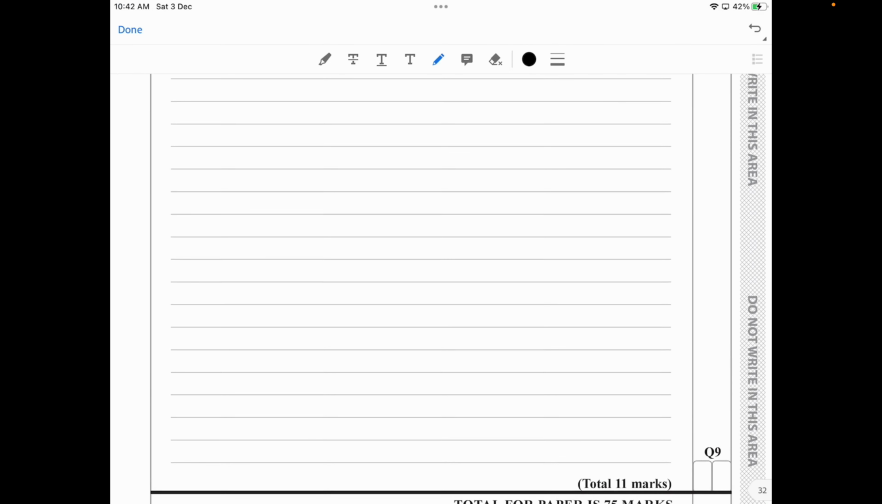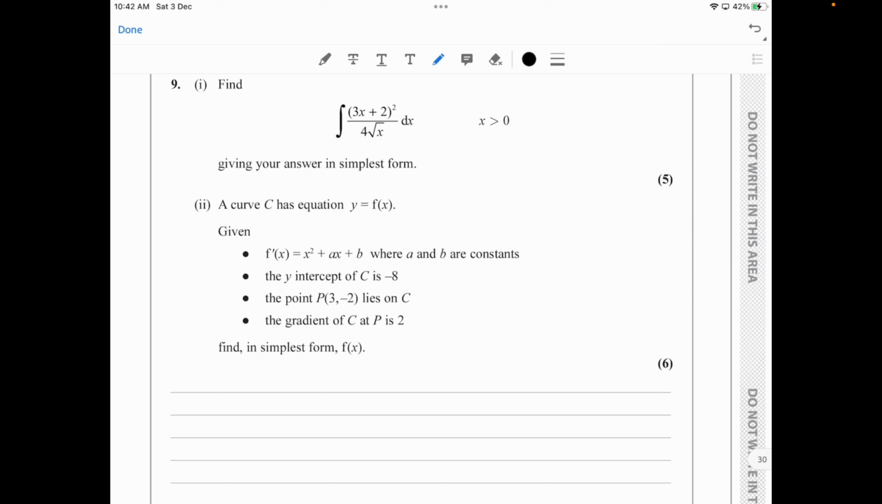All right, so find the integration form of this. By the way, I've made a video on integration, so if you guys want to check it out, check it out. (3x plus 2) squared divided by 4x raised to the power half. If you do this, you're just going to simplify all of this to give you 9x squared plus 12x plus 4 divided by 4x half.